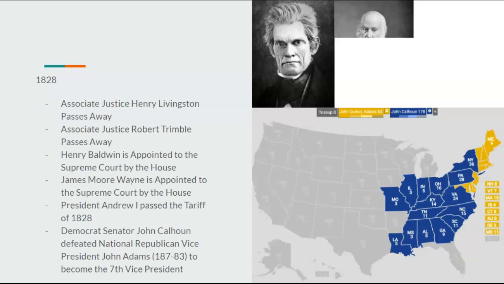In 1827, there is nothing noteworthy. In 1828, Associate Justice Henry Livingston passes away, and he's replaced. Also, Robert Trimble passes away, and Henry Baldwin and James Moore Wayne replace them. President Andrew I would pass the Tariff of 1828, and in the first change to the election, Democrat Senator John Calhoun would defeat National Republican Vice President John Adams 187-83 to become the 7th president. He wins in a landslide.